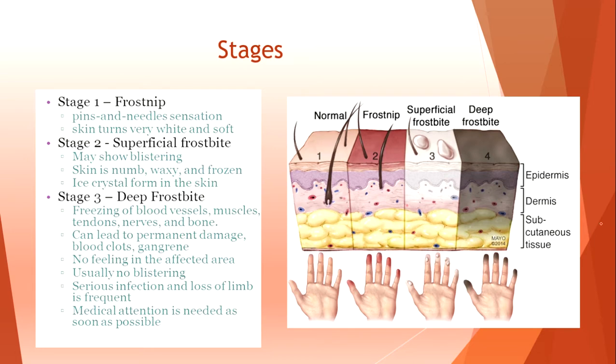And here we see a picture of the damage. So if we compare with the burn, here we have no damage in the frostnip, it's the upper layers of the epidermis. In the superficial frostbite, we have damage to the dermis.